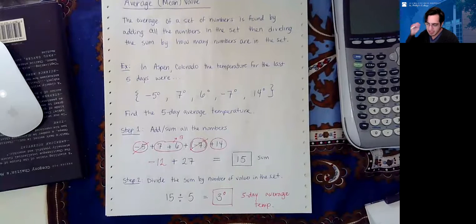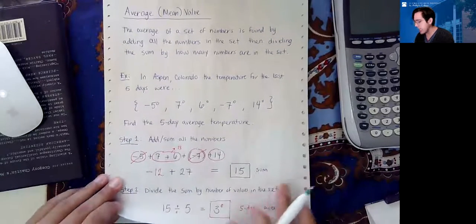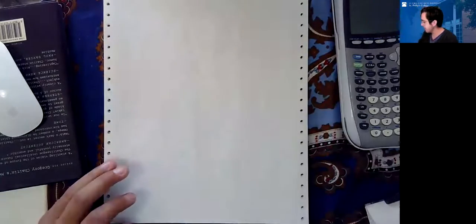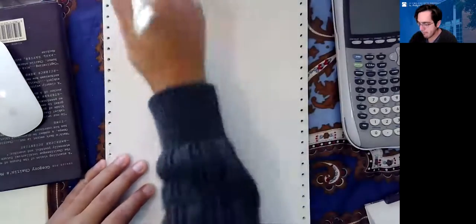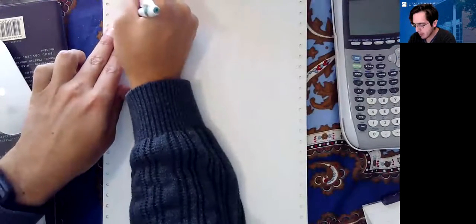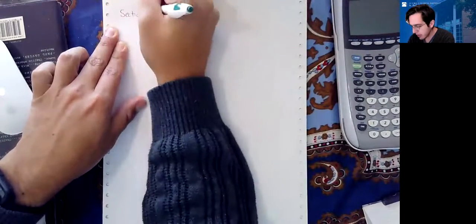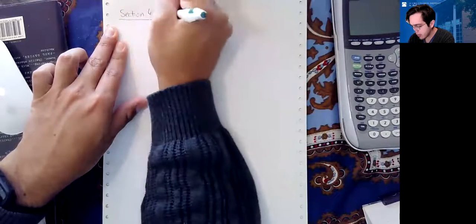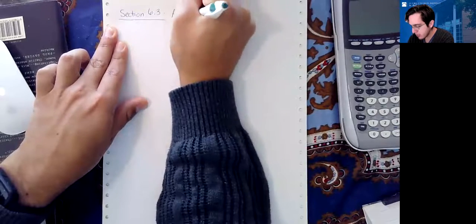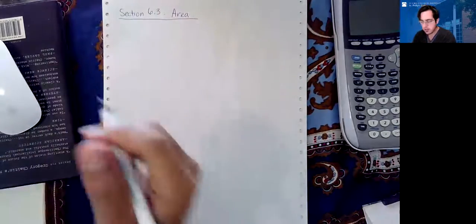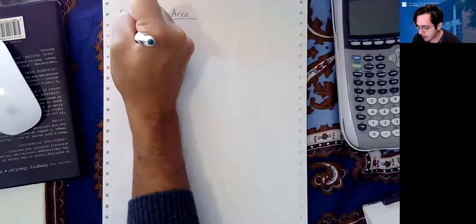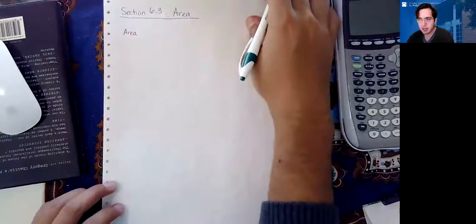Okay. Well, the last thing I'm going to throw at you is just a quick discussion of area. And this is section 6.3. The reason why I just sort of throw it in at the end here is because area is fundamentally related to multiplication. But area is a concept from geometry that we're probably a little bit familiar with.